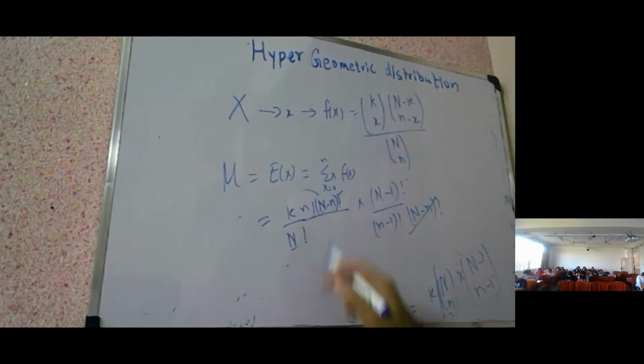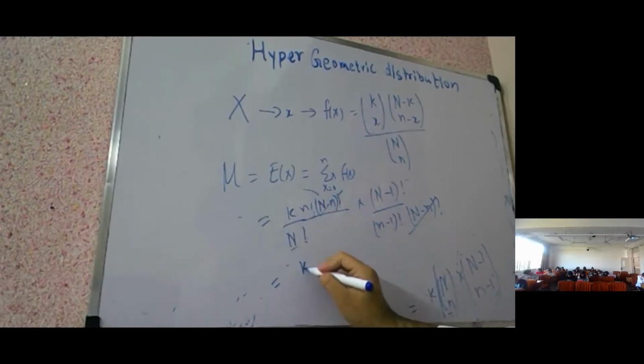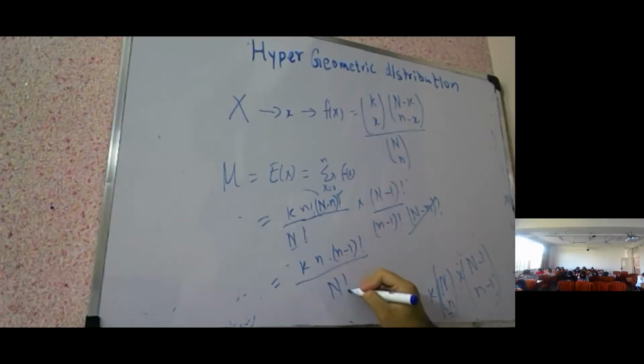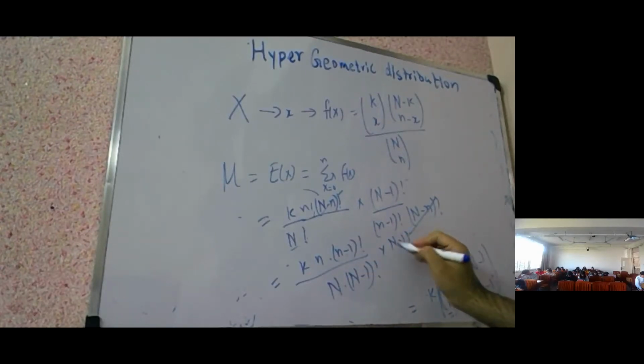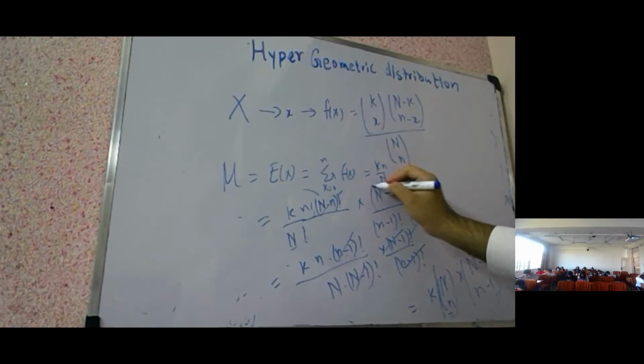And if I open this n factorial, this is n factorial, it can give me kn times n minus 1 factorial upon n factorial, n into n minus 1 factorial times n minus 1 factorial upon n minus 1 factorial. So this will cancel out. So it remains, it gives me kn upon n. So that's our parameter mu. So that's how we get here k upon n.